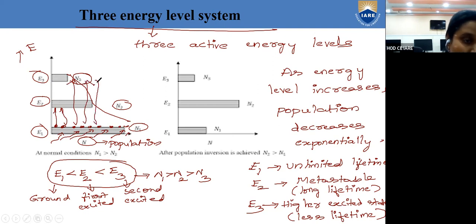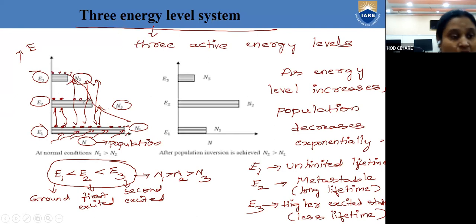I'm just randomly supplying energy in the form of photons. These photons will have different energies, and based on which photon falls on an atom, there is a possibility of atoms going to E2 as well as E3. They'll get excited to E2 as well as E3. So after absorption, now I'll have some atoms in E2 and some atoms in E3.